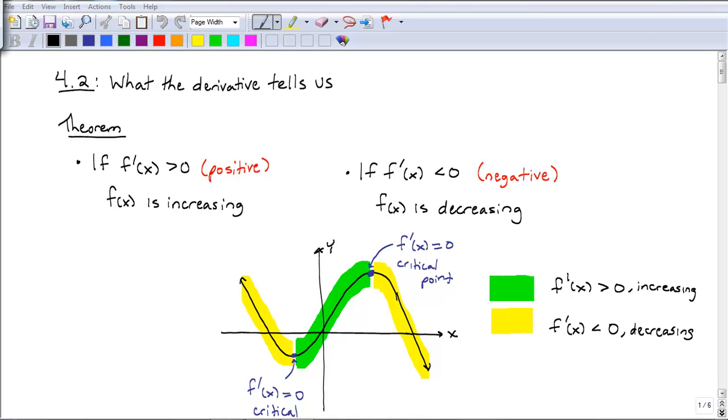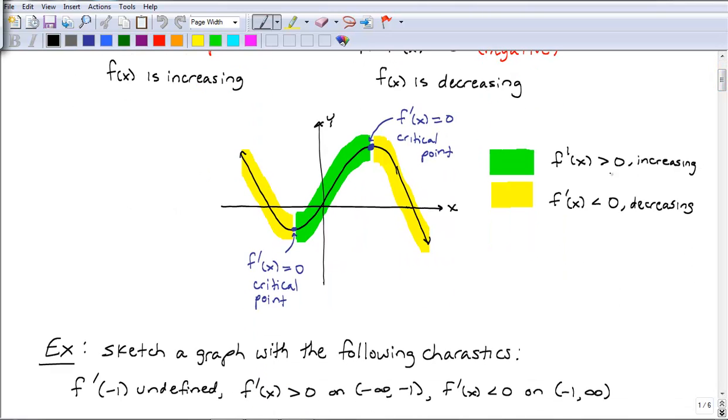And here's a picture to describe it, and a little key on the right. It says that if f prime is positive, that's where it's increasing, that's the green highlighted area here. And if f prime is negative, that's where the graph is decreasing. Now this is the graph of f of x. This is not f prime. This is the graph of f of x.